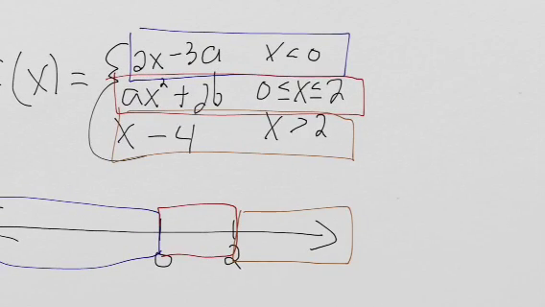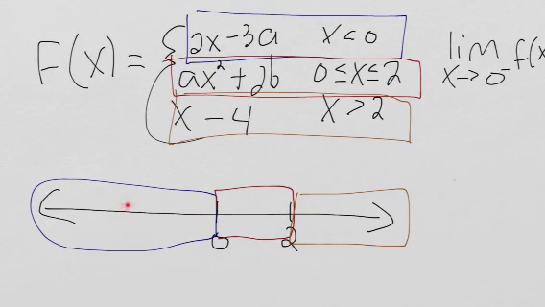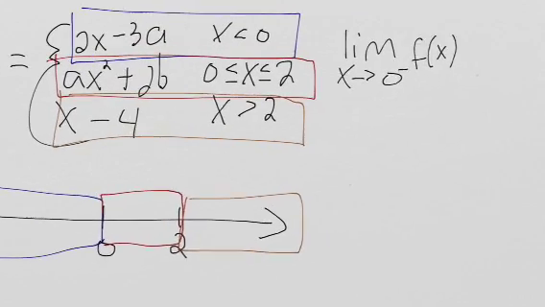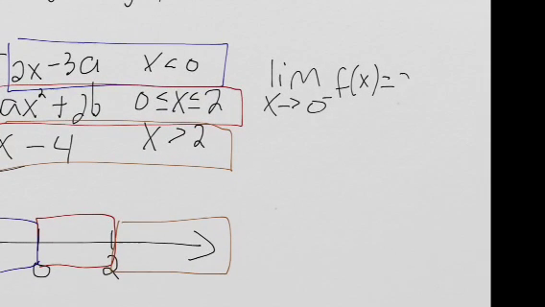So for example, if I take the limit as x approaches 0 from the left-hand side of f of x. Well, think about what section I'm in. If I'm approaching 0 from the left, I'm approaching it like this, follow the red dot. So I'm getting closer and closer to 0 from the left. Well, I'm in the blue then. That means I'm using this function. So I'm going to plug in 0 for x, so I get 2 times 0 minus 3a. So then it's equal to negative 3a. That's the limit as x approaches 0 from the left.